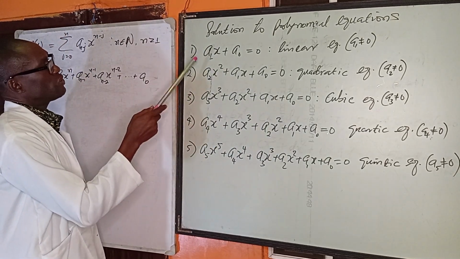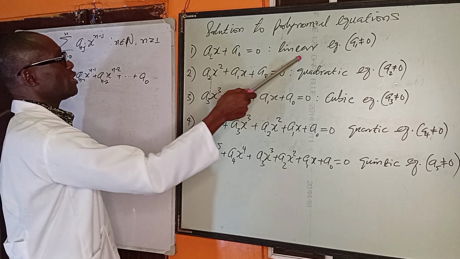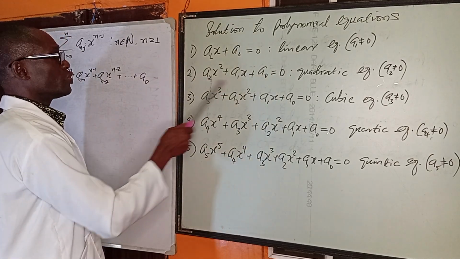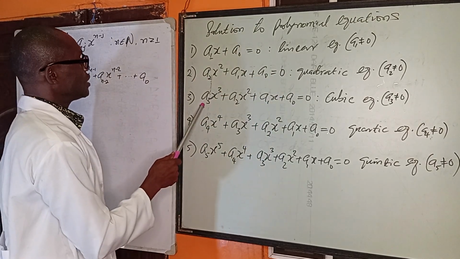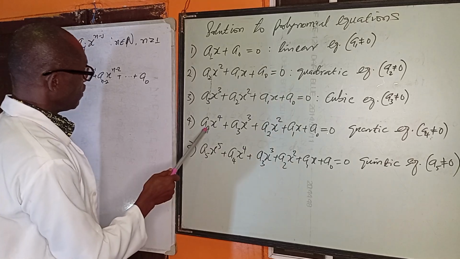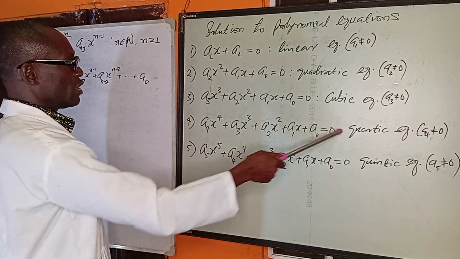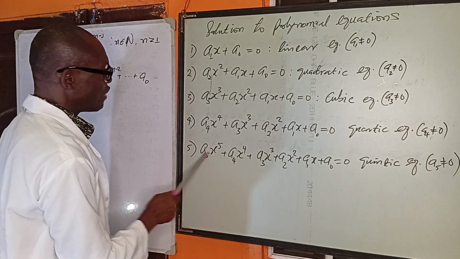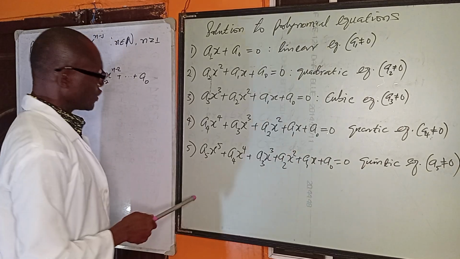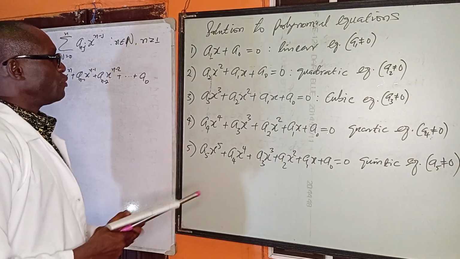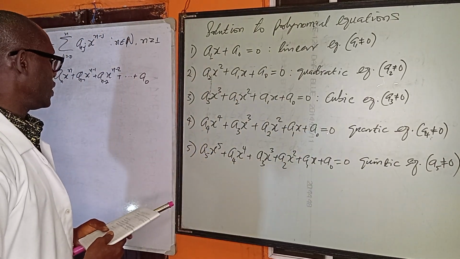Now the special name given to them: for the case of n equals 1 is linear equation. For the case n equals 2 is quadratic equation. For the case n equals 3 is cubic equation. For the case n equals 4 is quartic. For 5 we have quintic. For 6 we have septic. So we can go on further.